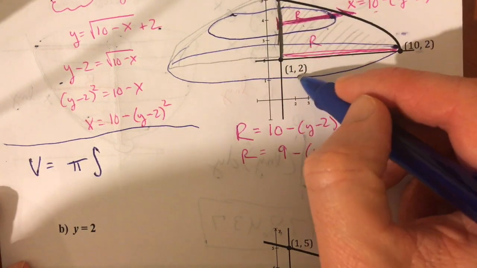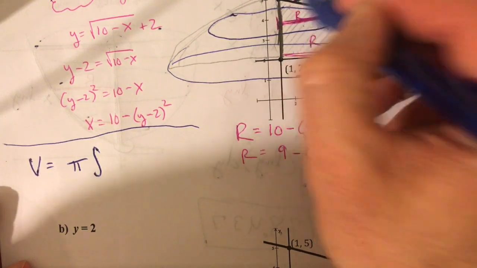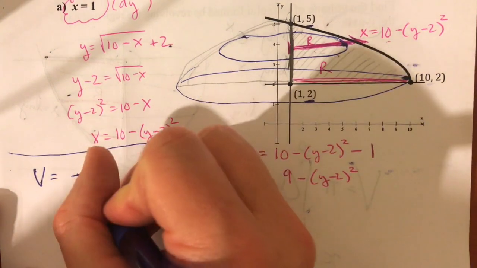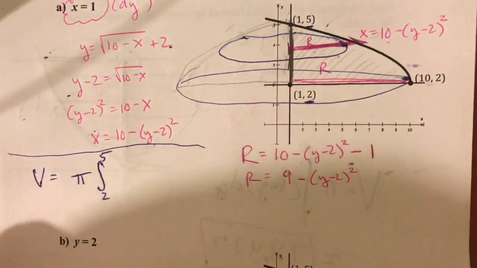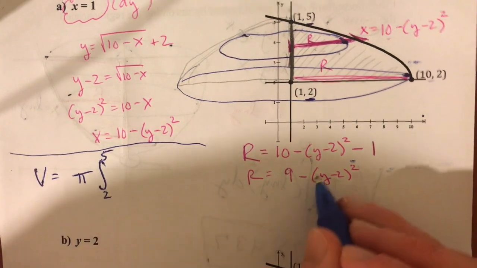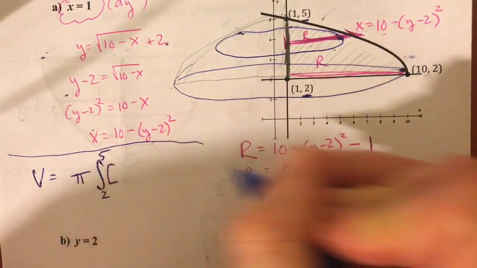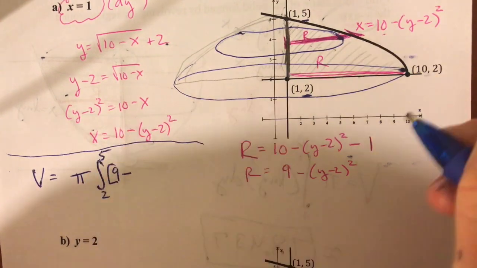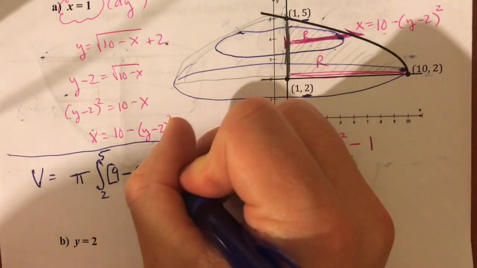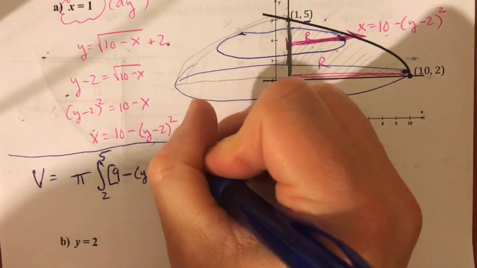What are our boundaries? From 2 to 5. So focus on y values when you're doing it in terms of y. So pi times the integral from 2 to 5 of the radius squared. That's a big quantity. I'm just using brackets to make it stand out a little bit more, but you could use just another big set of parentheses, of course.